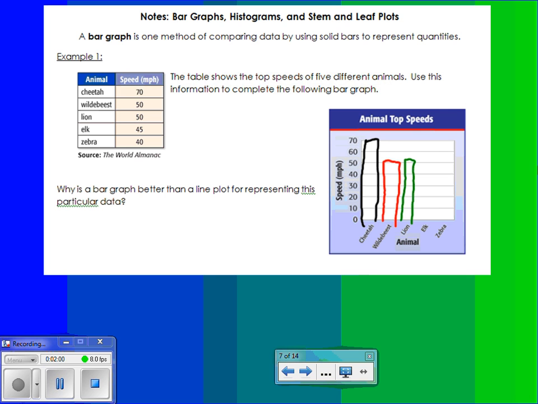The elk goes to 45. How do we figure out where to put the top of our bars? Yes. In between the 40 and 50. In between the 40 and the 50, and we have to estimate about where the top of that's going to go. With 45, probably about in the middle, right? So we'll draw a line kind of in the middle between 45 and 50, down to the elk. And then last is the zebra, and he goes 40.